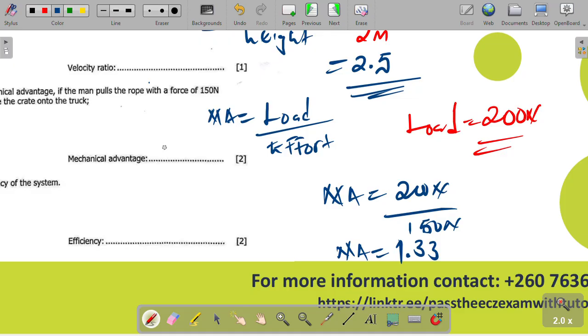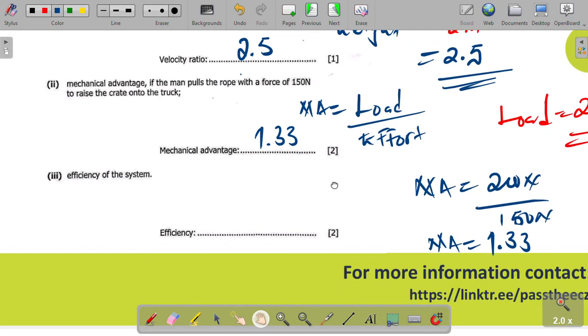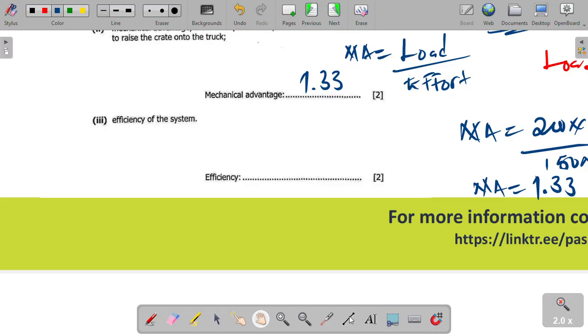So for the answers, let me just write here. Here is 2.5, then here it's 1.33. Okay, so you have your 2 marks and then you have your 1 mark there. So now the last question, calculate efficiency of the system.